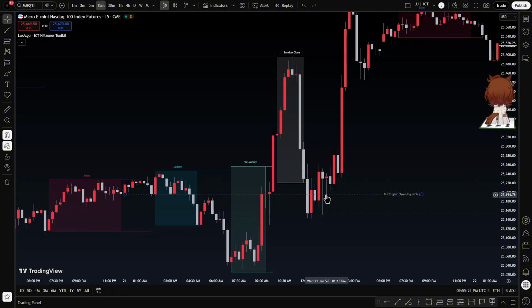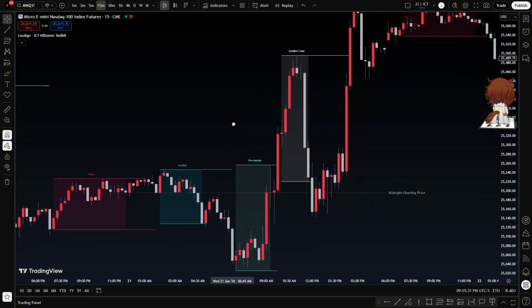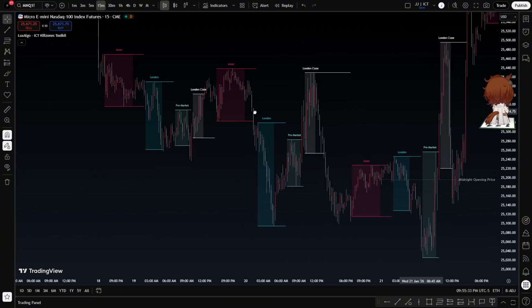Midnight opening price. Okay, I'm trying not to get you confused by my stuttering, but I'm sure you're smart enough to filter out what I'm trying to say. But it reprices back into the midnight opening price, jumps higher. But we haven't even used all of our trade ideas, right? We haven't. No, not at all.